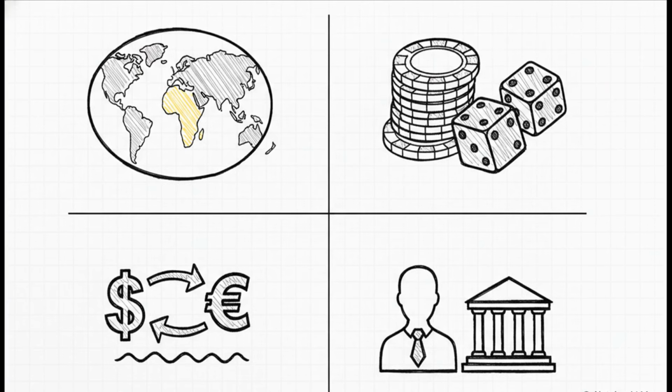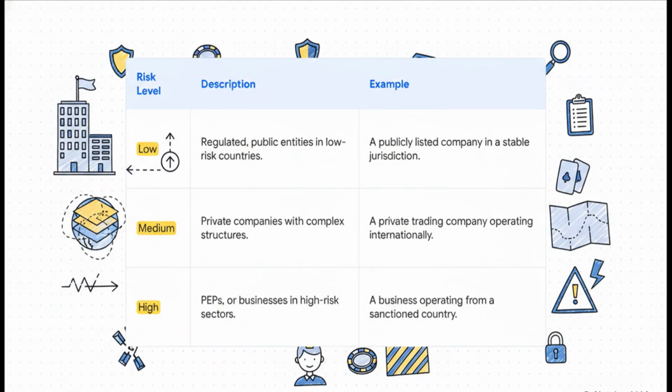Is this customer a politically exposed person? Do they have influence over public money? You've got to know. And based on all those factors, we can usually sort customers into 3 main buckets. You've got your low-risk customers. Think of a big, publicly listed company in a stable country. Pretty straightforward.